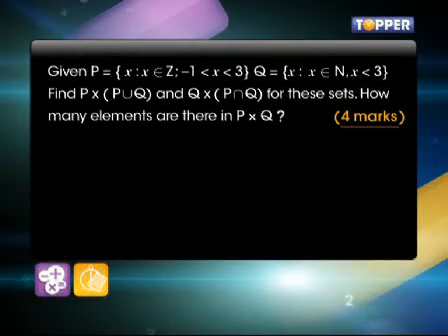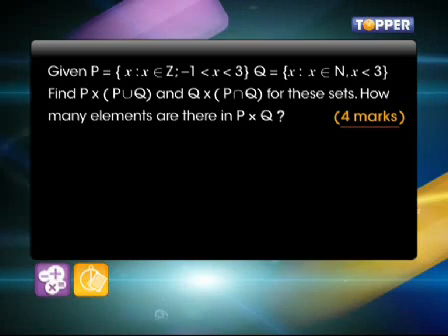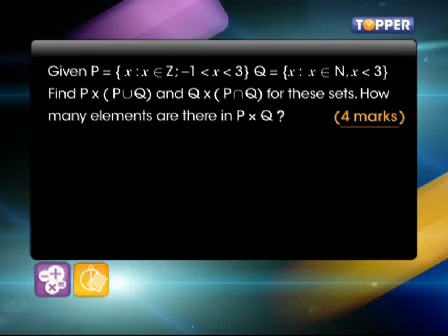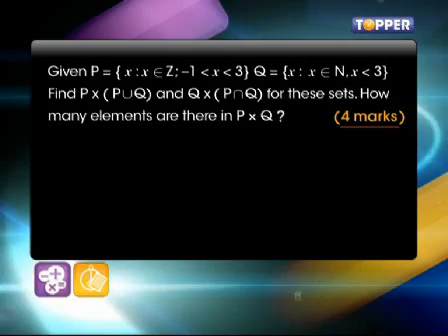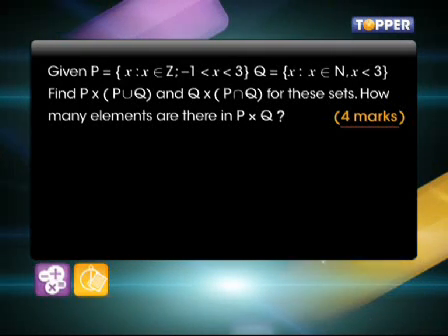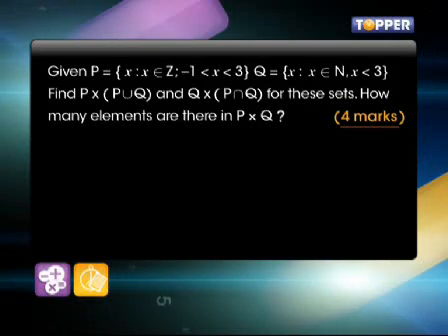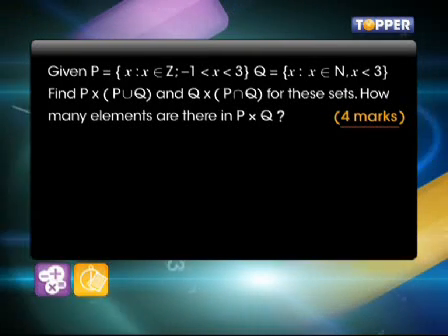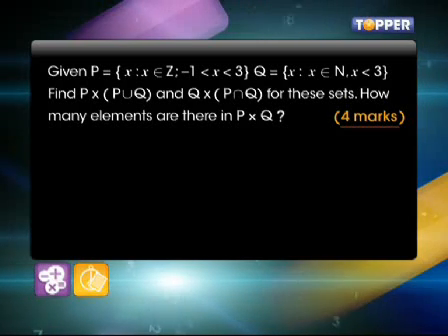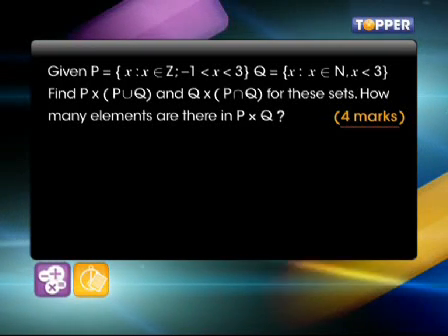You can expect questions worth 1 or 4 marks, and since I promised you an advantage, let me take you through an ideal answer based on conceptual skills. So, pay attention. This question is worth 4 marks. Given the set P is equal to {x such that x is in Z and minus 1 less than x less than 3}, Q is the set of all x in N such that x is less than 3, find (P cross P union Q) and (Q cross P intersection Q) for these sets. How many elements are there in P cross Q?